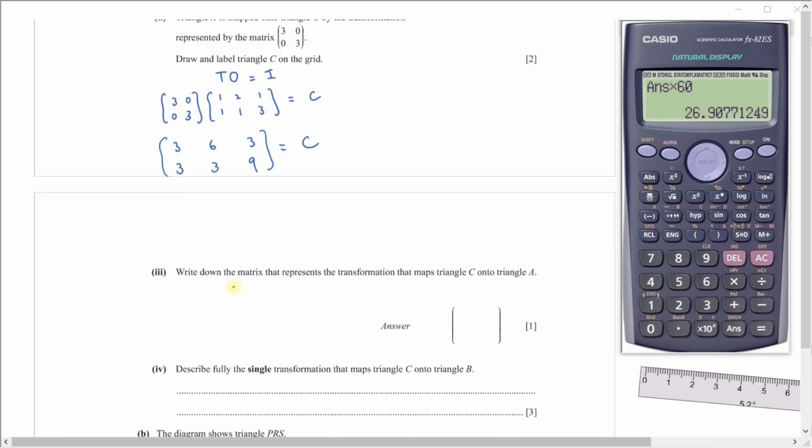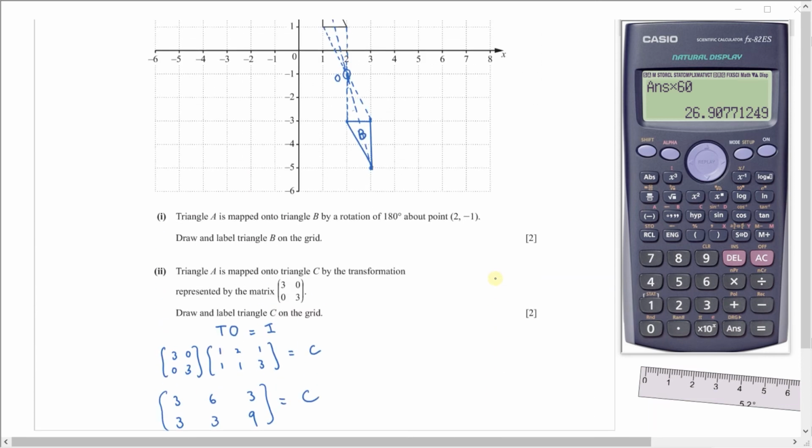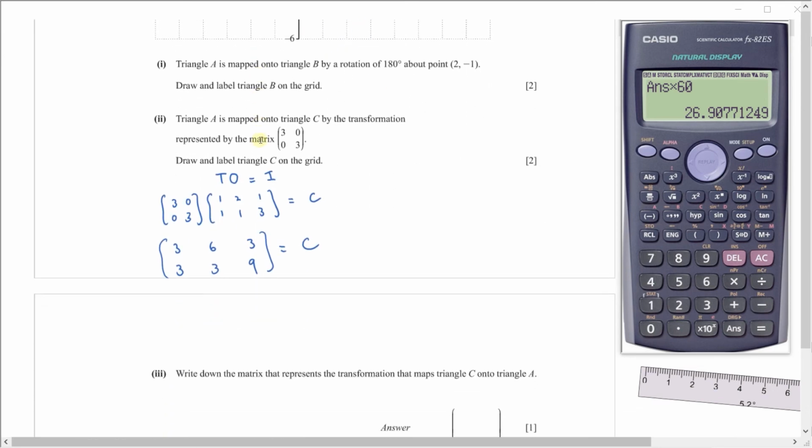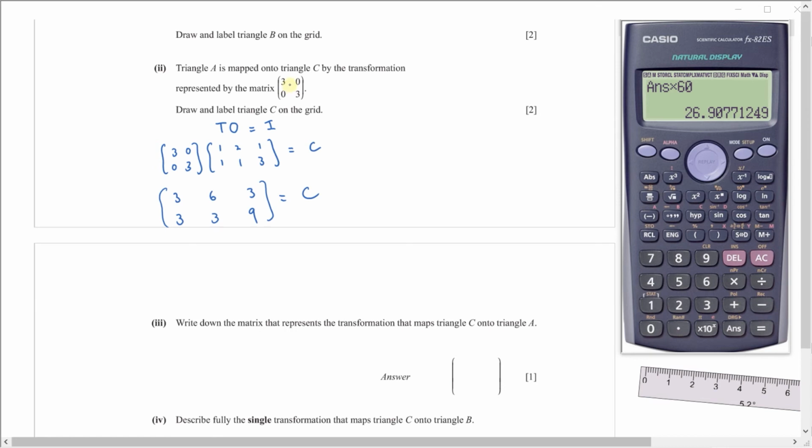The next part is: write down the matrix that represents the transformation that maps triangle C onto triangle A. This matrix mapped triangle A onto C. Now we are looking for the reverse. We want to go from triangle C to triangle A. There are two ways to solve this, and I'll show you both. The first one is, if you remember your enlargement matrix K 0 0 K, this matrix represents an enlargement with the center of enlargement as the origin 0 0, and the enlargement factor or scale factor is K.